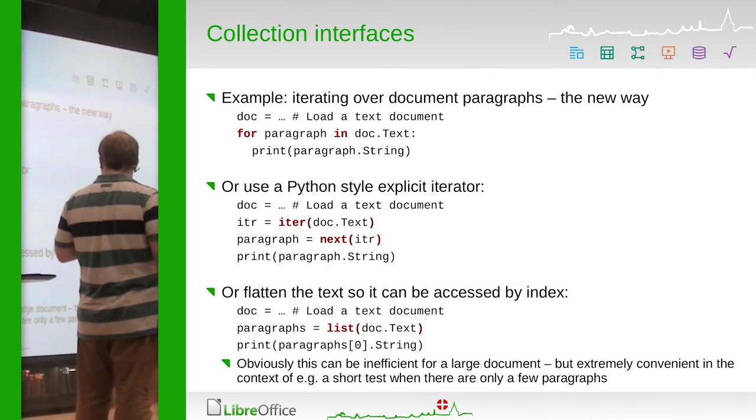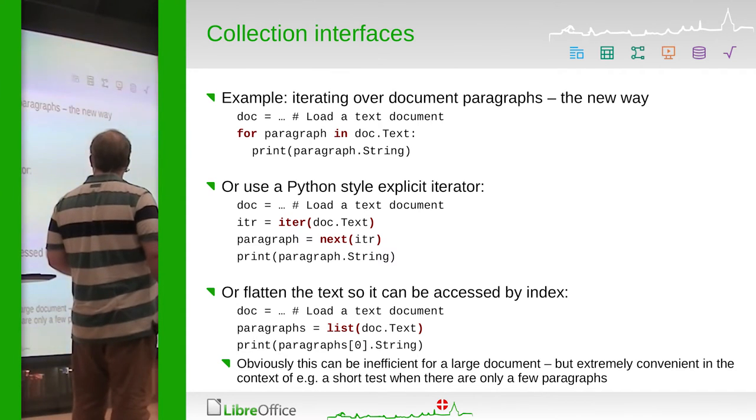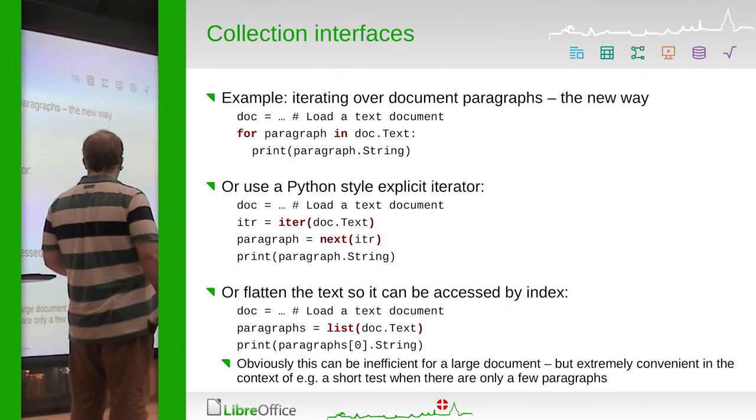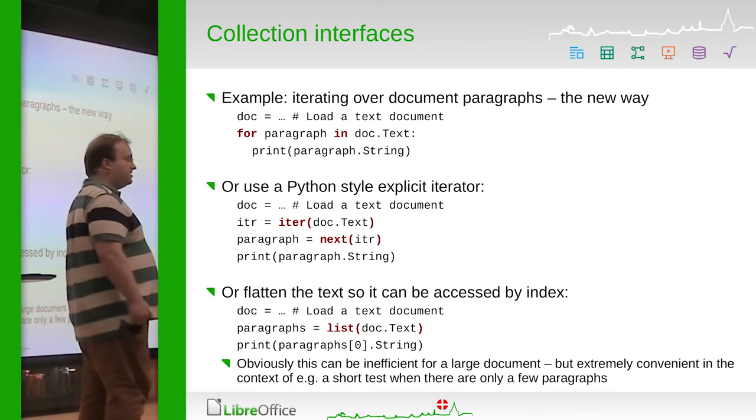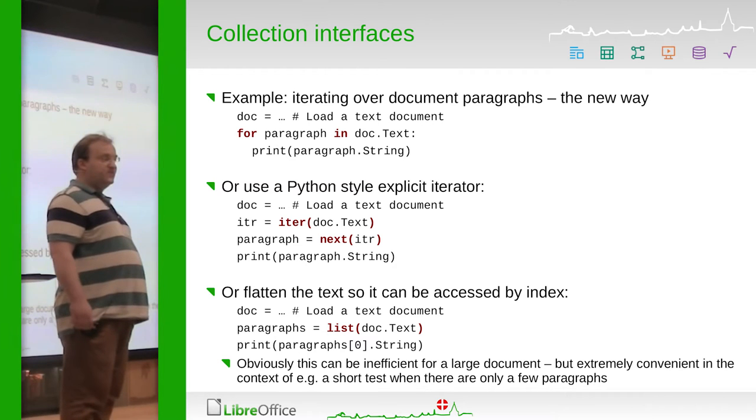But a useful thing to do if you know there are only going to be a few paragraphs is that you can flatten it using the Python list function, to turn all the paragraphs into a list. And then you can index it yourself. Don't do this if there are 10,000 of them. You'll be waiting for a long time for the method to finish.